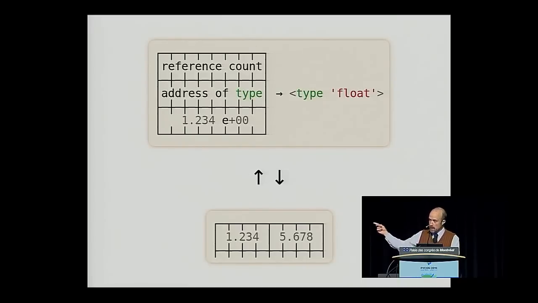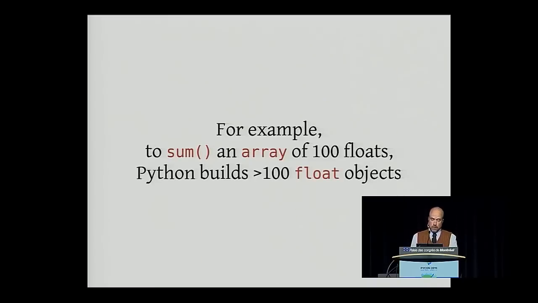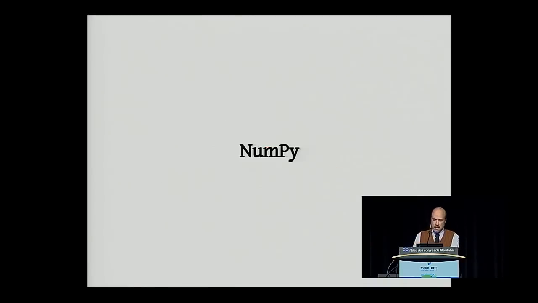But accessing the items of an array requires repeated building of objects to represent the values. If I'm going to iterate over an array of floats that you can see down there at the bottom, Python's going to have to build a fresh float object to let me see each of those values. To sum an array of 100 floats in Python, Python's going to have to build more than 100 float objects that are then thrown away, because all I want is the sum.